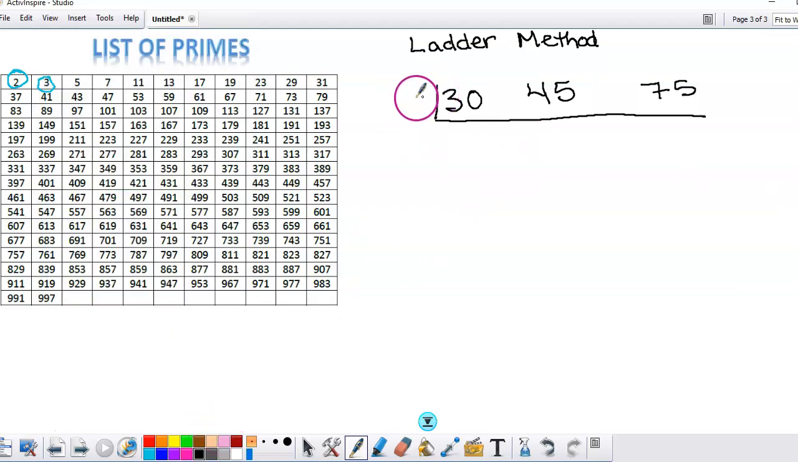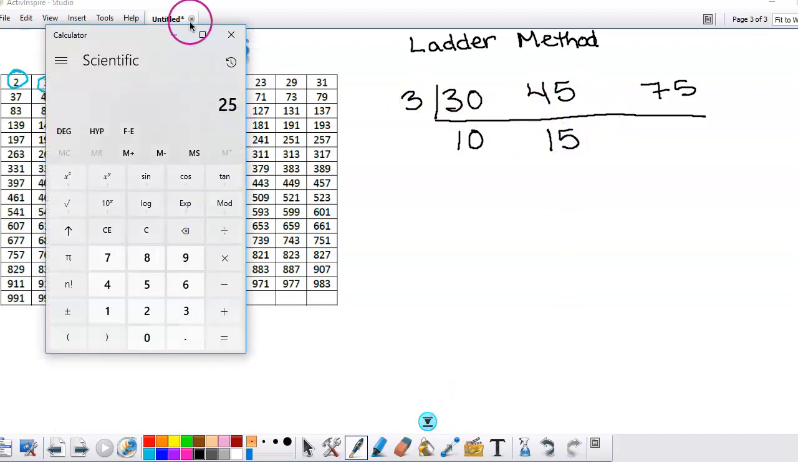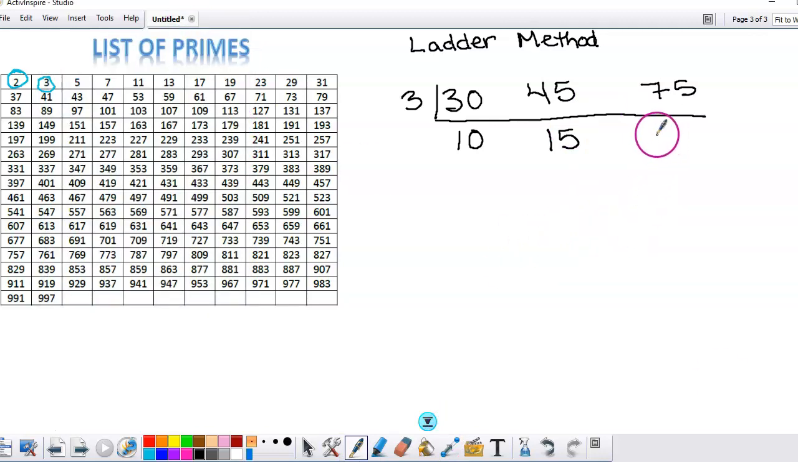So now I'm going to write the 3 out here and write the answers I just got when I divided them. So 30 divided by 3 is 10. 45 divided by 3 was 15. And 75 divided by 3, I believe, yes, was 25. Okay, that was nice. Let's do it again. Draw another L. We're going to call that our upside down divide symbol. We are going to keep using 3 until it quits working.